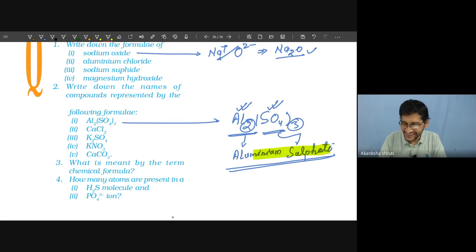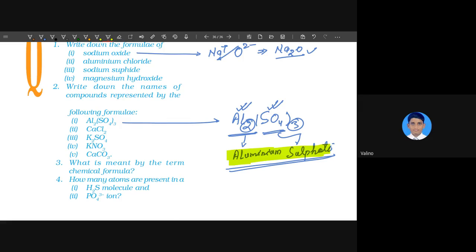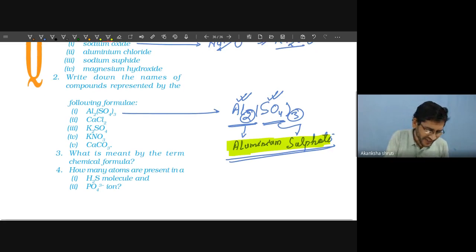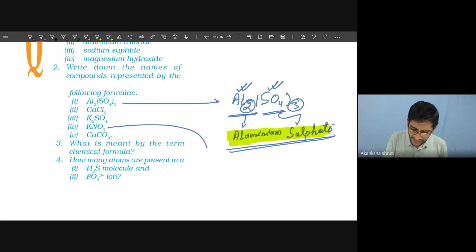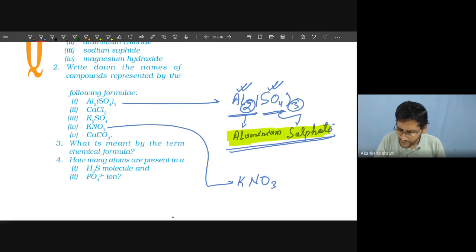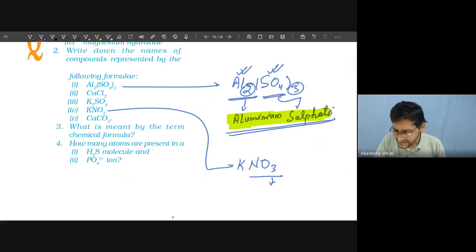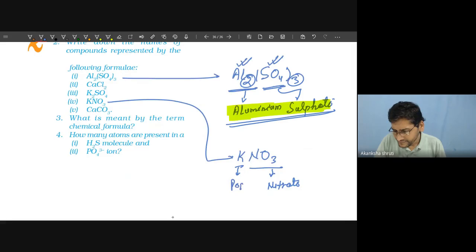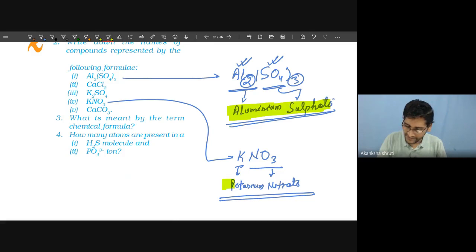Is it okay? So please do this. Yes, sir. Say, students, let me explain one more. What is this? KNO3. We know that NO3 is acting as nitrate, and our potassium. So potassium nitrate is the required answer. Okay, students? So very easy.